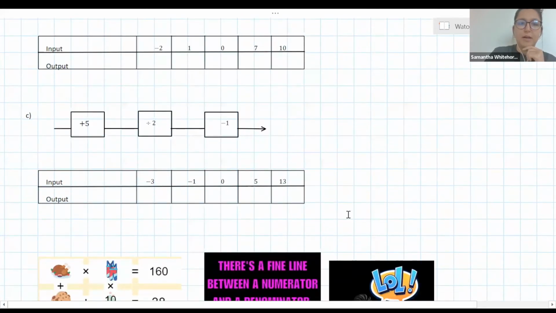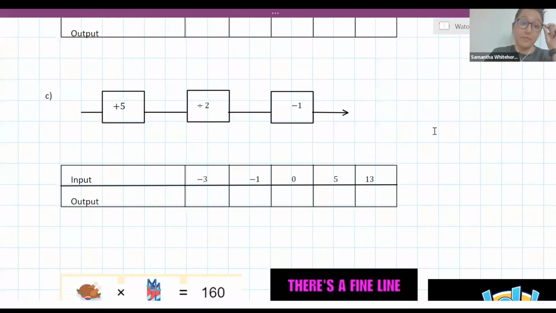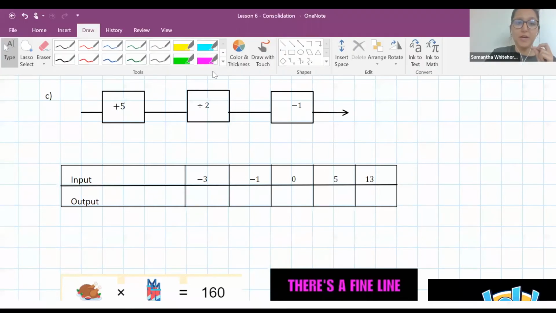Alrighty, I'm just skipping some because I want to do this one rather. Let's have a look at question C, and then we're going to take a little break. So don't worry, we're going to do a break. But let's have a look at C first. So C, we've got plus 5, divided by 2, minus 1. So we'll do the first one together.